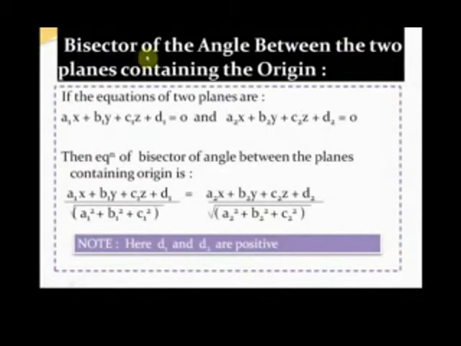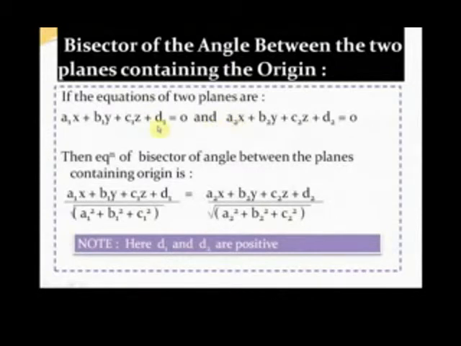Now, bisector of the angle between the two planes containing the origin. If we are required to find out the bisector of the angle between two planes that contain the origin, then what's the procedure? Let us say that the equation of the two planes are a1x + b1y + c1z + d1 = 0 and a2x + b2y + c2z + d2 = 0. Thus these are the equations of the two planes.